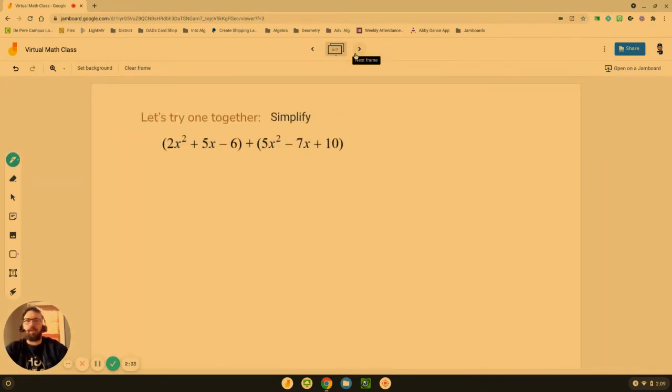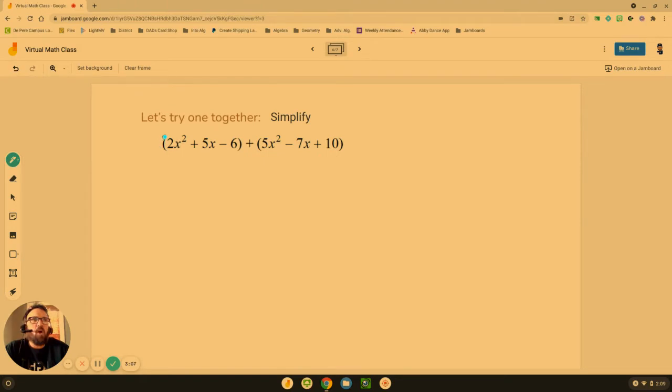So we've got this expression, 2x squared plus 5x minus 6 plus the quantity 5x squared minus 7x plus 10. Okay, and it's to simplify. When you see simplify, you're bringing like terms together. There's no equal sign, so our answer should not have an equal sign either. Couple of things that you want to take note of. All right, first, I'm adding the first expression to the second expression. So I'm adding them together, which means I can only add like terms.